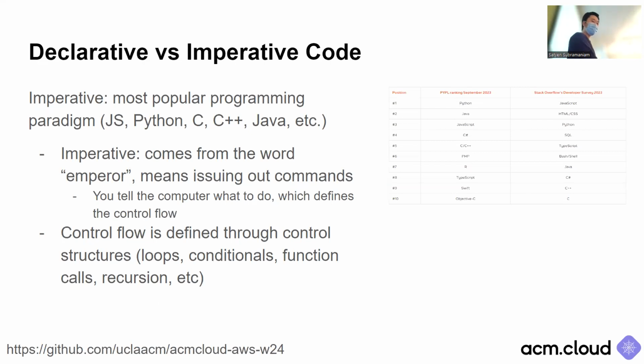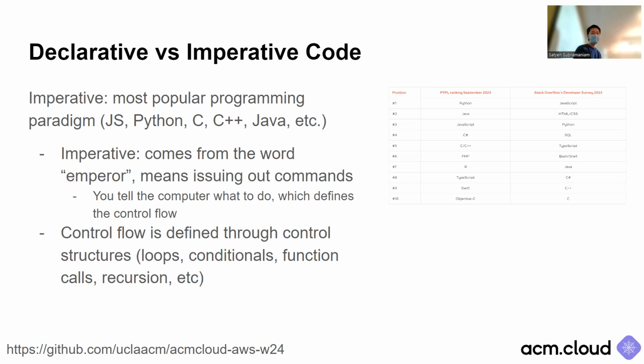But moving on, we're going to go off on a bit of a tangent, in that we're going to describe declarative versus imperative coding, which relates to how infrastructure as code is generally written. To start off with imperative programming, this is the most popular programming paradigm, which encompasses pretty much the most popular languages used right now. Again, JavaScript, Python, C, C++, Java, and most of these languages are imperative programming languages.